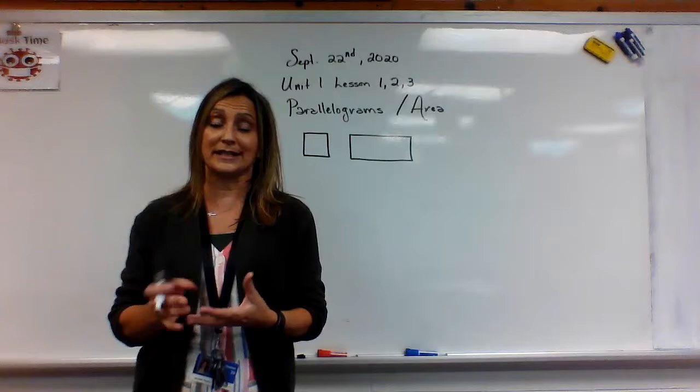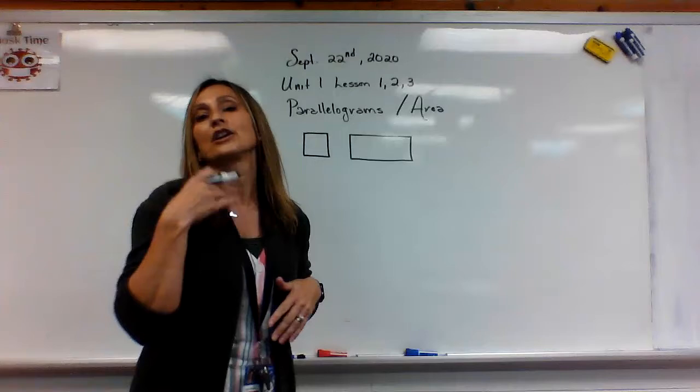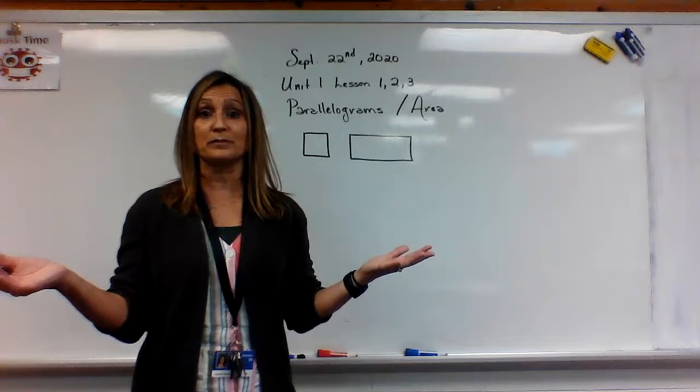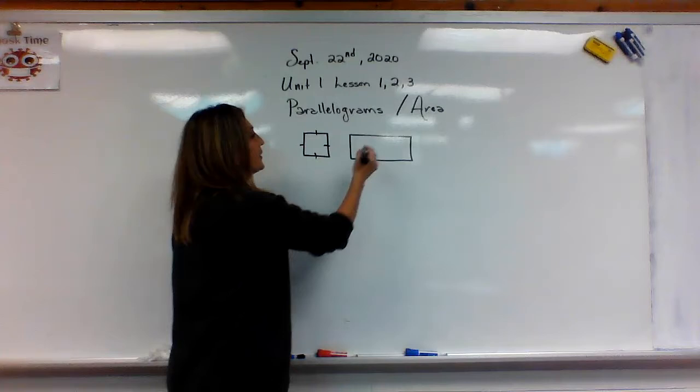So Mrs. P has brown hair, you might have blonde hair. Mrs. P wears contacts, you might wear glasses. And so sixth graders, every figure has different attributes. Some of the attributes might be the same as other shapes and some of the attributes might be different, such as we know that a square has sides. Well, so does a rectangle.